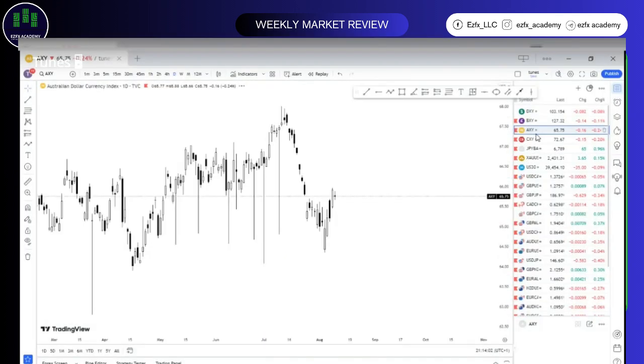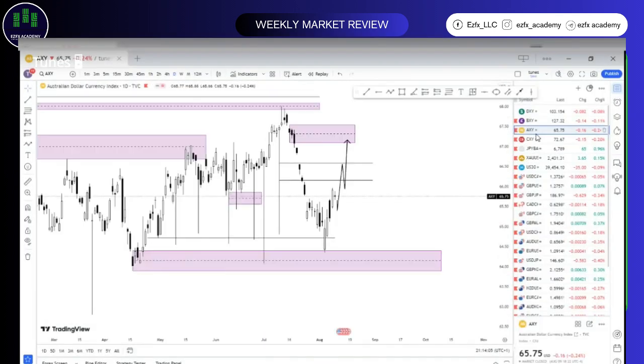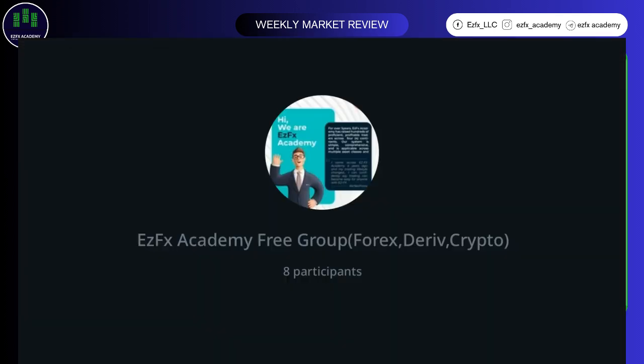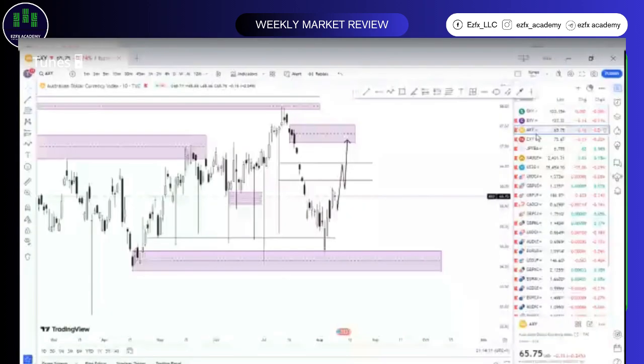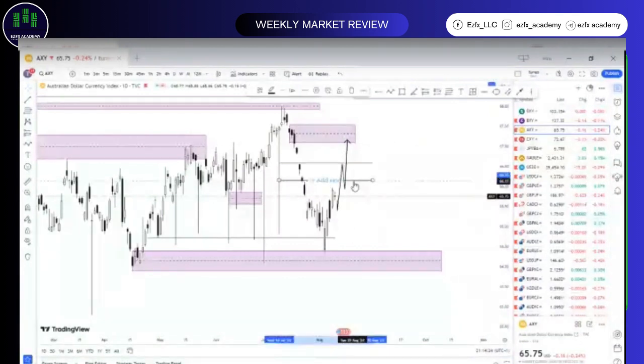All right, next up is AXY, the Australian dollar currency index. I'm watching out for that to go bullish, the reverse of what I said before. Currently, I have two areas I'm watching out for possible movements. I have this area here. I didn't mark it out with a rectangle so specifically because it's not something I'm so keen on.